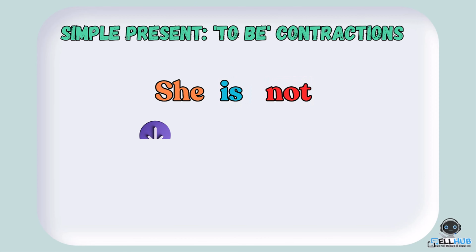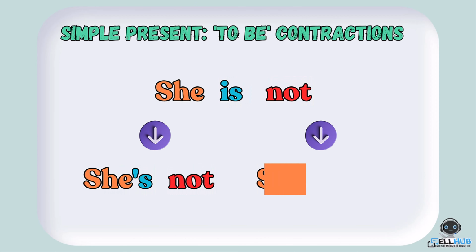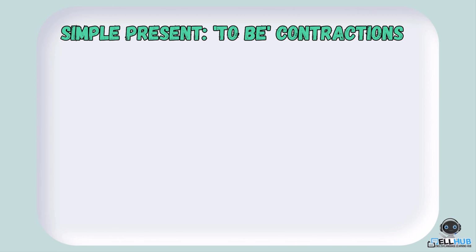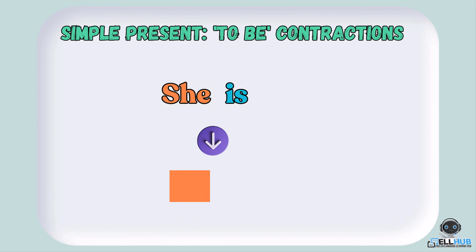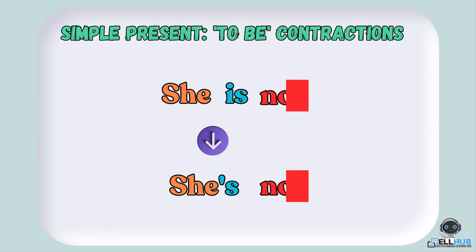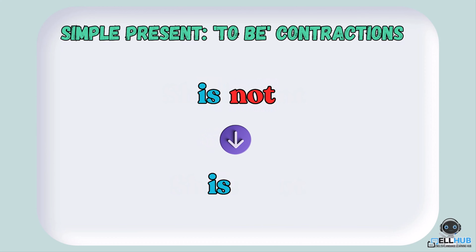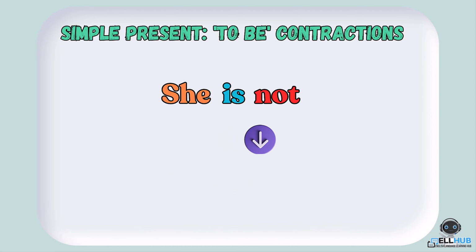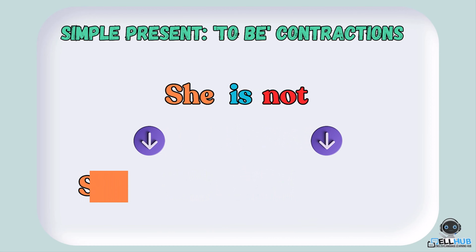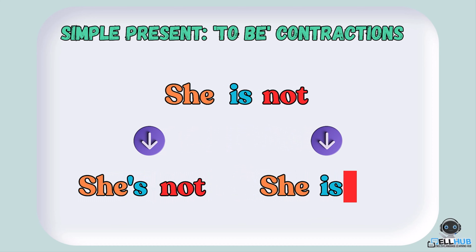She is not becomes she's not or she isn't. For she is, the contraction is she's, leading to she's not. Alternatively, is not can be contracted to isn't, resulting in she isn't. Both forms are correct and commonly used in spoken English.